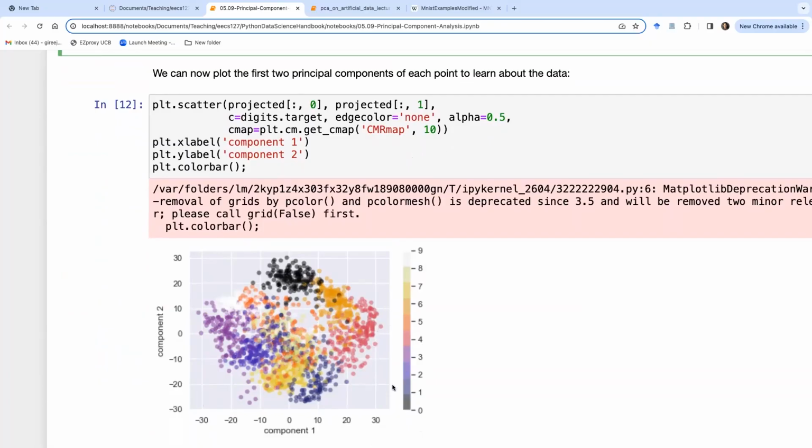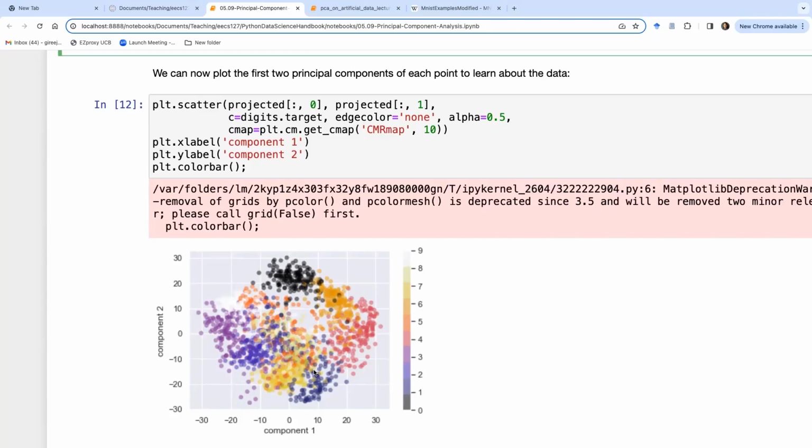So the black dots all correspond to zeros. The dark blues are all 1s. The 2s are a little bit mixed. The purples are 3s. The 5s are all oranges. So you can see that the different digits have some kind of signature that allows them to cluster together, even in this noisy 2-dimensional perspective, right?